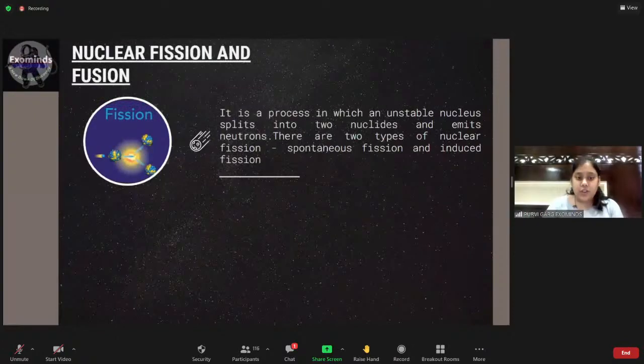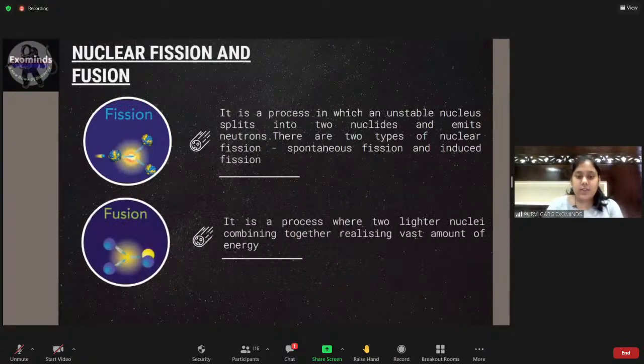Nuclear fission and fusion. Nuclear fission is a process in which an unstable nucleus splits into two nuclides and emits neutrons. There are two types of nuclear fission: spontaneous fission and induced fission. Nuclear fusion is the opposite of nuclear fission. It is a process where two lighter nuclides combine together, releasing a vast amount of energy. Fusion reaction occurs in a star where two hydrogen nuclei fuse together under high temperature and pressure to form the nucleus of a helium atom.